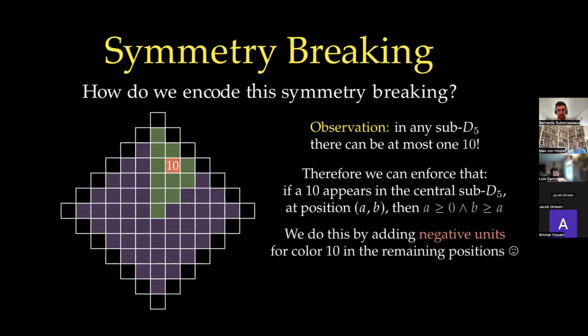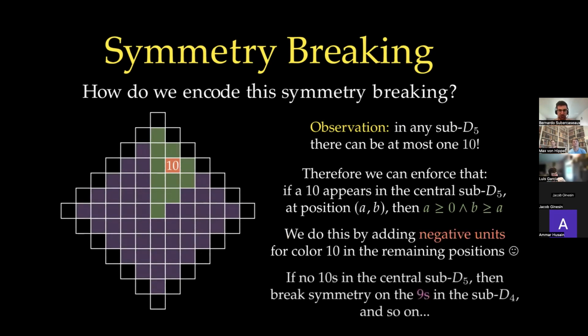The way we do this in logic is simply by adding negative units on the positions that are not in my preferred region, to forbid those from getting colored with 10. And if for some reason there were a solution that doesn't use any 10s in the central sub D5, then we can break symmetries on the 9s when considering the sub D4 that's around the center. So that's the main idea of how you encode this.